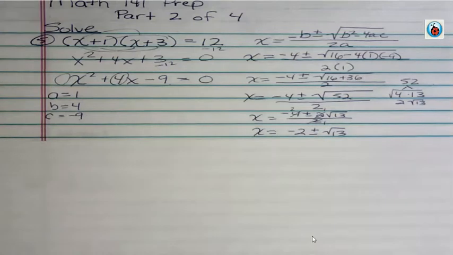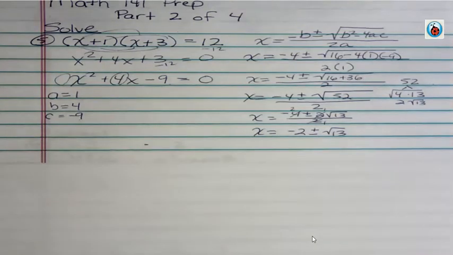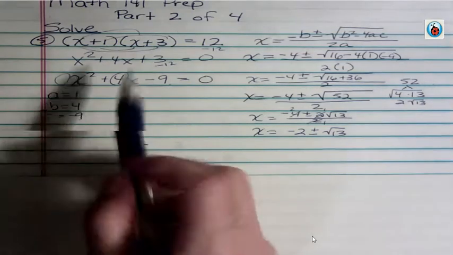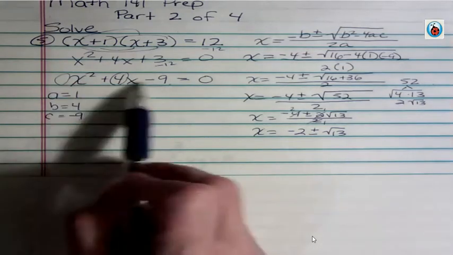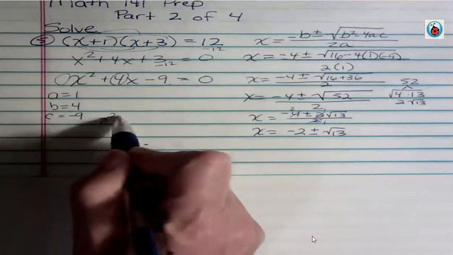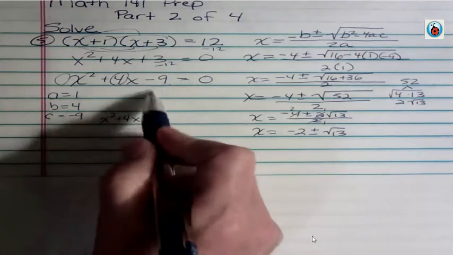All right? There's another way to do this problem, and that is using the complete the square method. To complete the square, what I want to do is send that 9 to the other side. So I have x squared plus 4x. I'm going to add 9 to both sides.